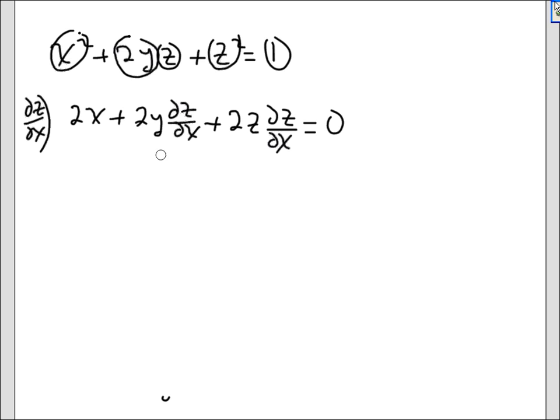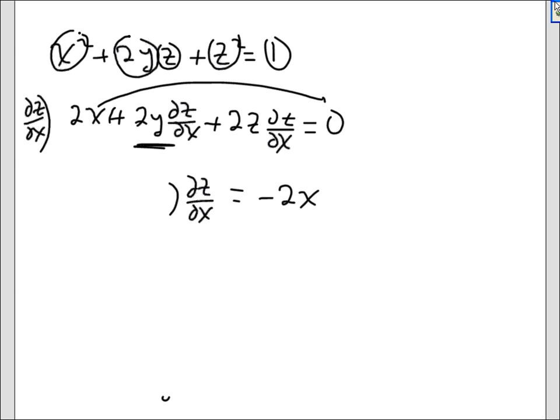So these two terms have dz dx. Let's bring that over. So I know the right side is minus 2x. The left side, how many dz dx's do we have? Well, here we have positive 2y, and we are adding 2z's.